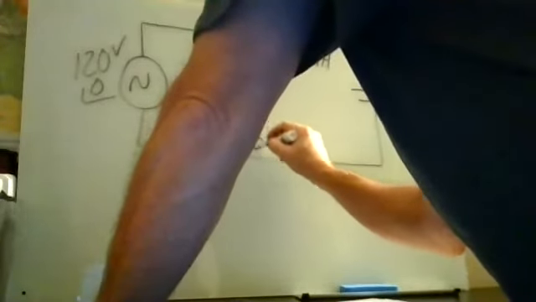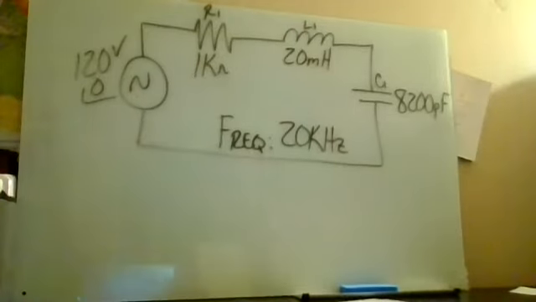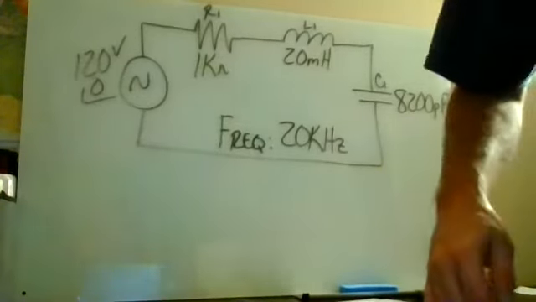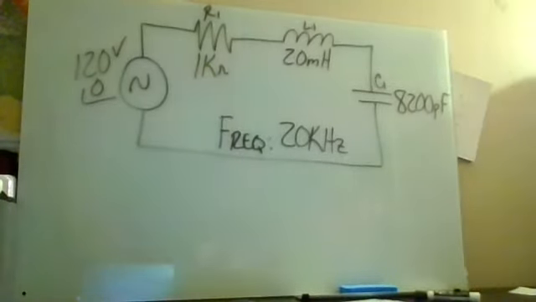All right, so here you go. There's your problem. I'll give you about 10 minutes or so to get the answers: Z total, I total, and all the voltage drops. So have fun.